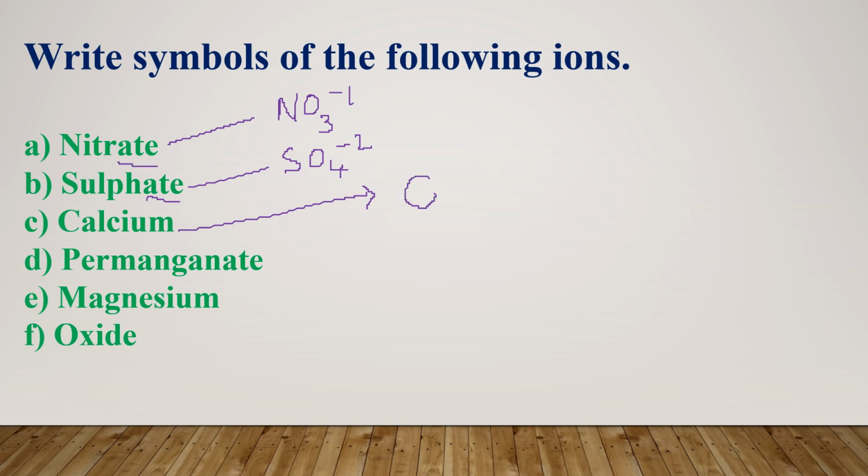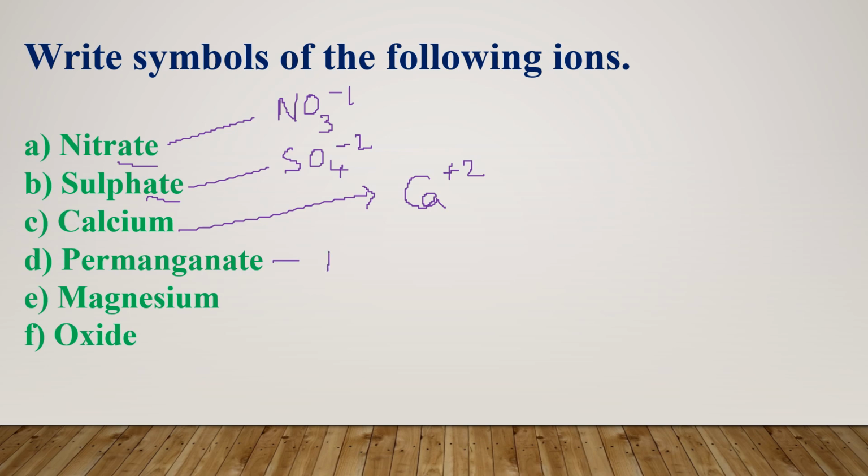Then calcium. Calcium is Ca, but it exists in the form of plus 2 only. Then Ca plus 2. Why? It donates 2 electrons and converts into a stable electronic configuration. So that is why plus 2.